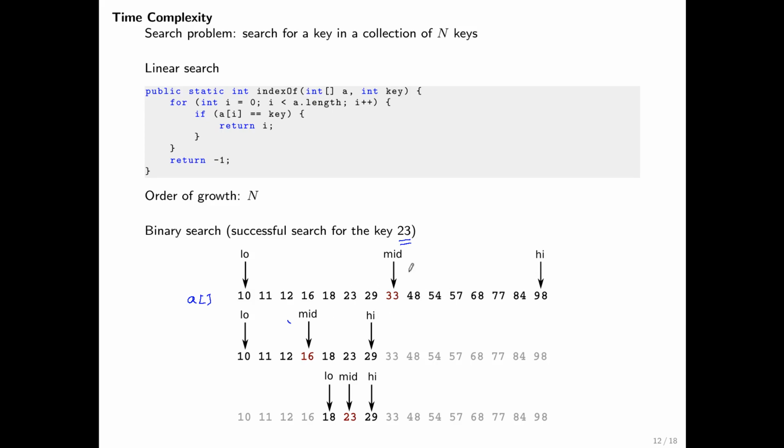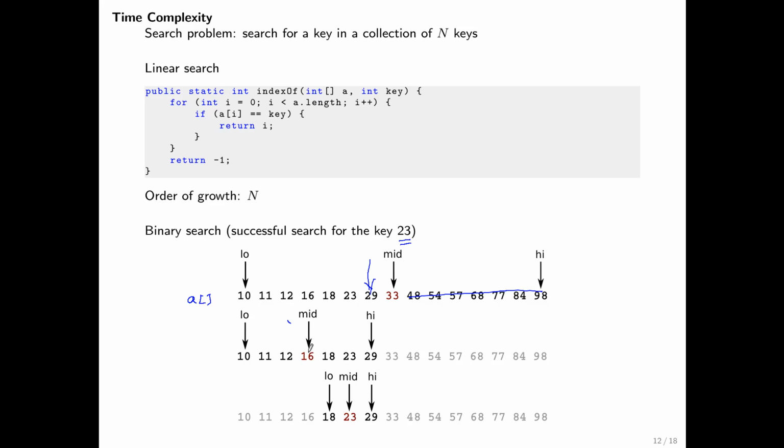So let's see how things work for this particular lookup. We are looking for 23. We compare it with 33. Well, 23 is smaller than 33, so there's no way we're going to find it here. So we adjust the high pointer now and make it point to this guy here, which is what you see here. Low continues to point to 10, and now the new mid is the middle point of low and high, which is this element here, 16. And then we repeat the process.